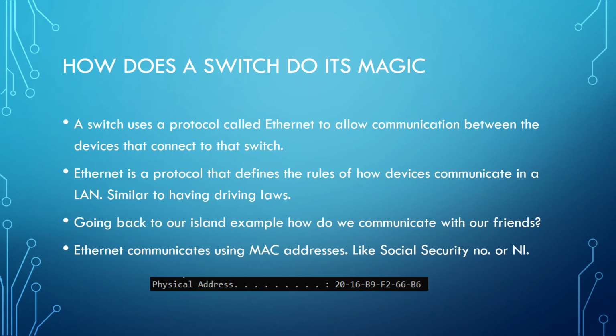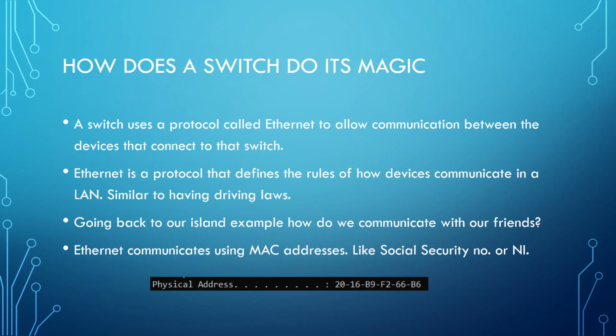Now, if we go back to our island example, how do we communicate with our friends? Simply, we just refer to our friends by their name. So as an example, I'm like, hey Bob, or hey Brad. I refer to my friends by their names so they know who I'm talking to. And to be fair, that's exactly how Ethernet works. So Ethernet communicates using something called a MAC address.